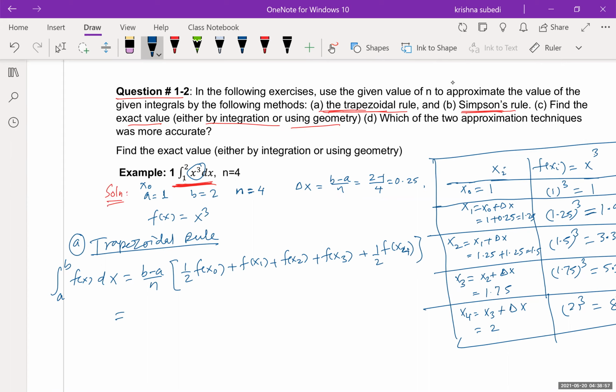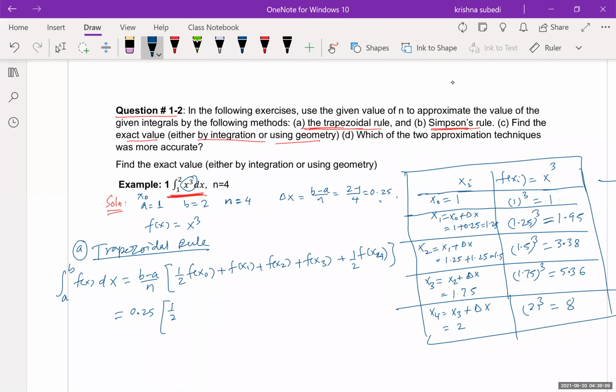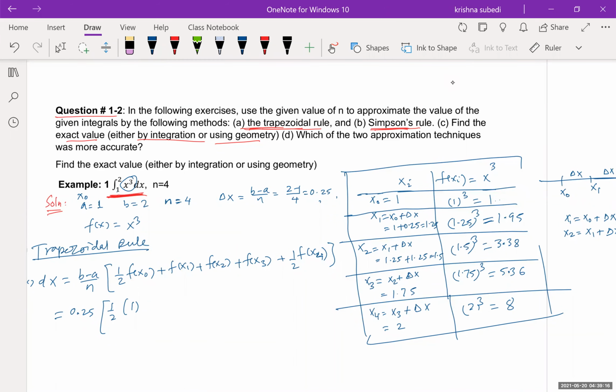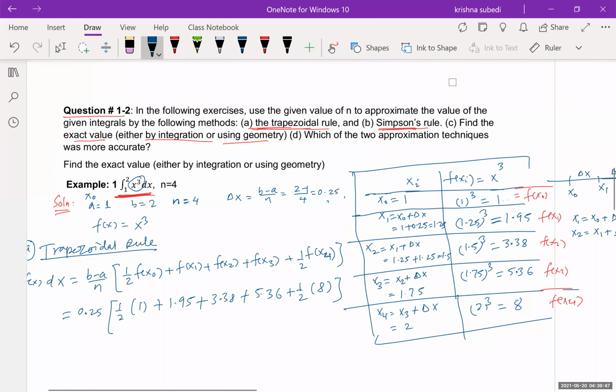So substituting the values, b minus a over n we already calculated, which is 0.25, and then half f of x naught. We have the formula here, f of x naught is actually 1. Remember, this one is our f of x naught, this is our f of x1, f of x2, f of x3, f of x4. So we already calculated, plus f of x1 is 1.95, plus f of x2 is 3.38, plus 5.36, plus half times 8. So please calculate and let me know what is the total answer here, okay?